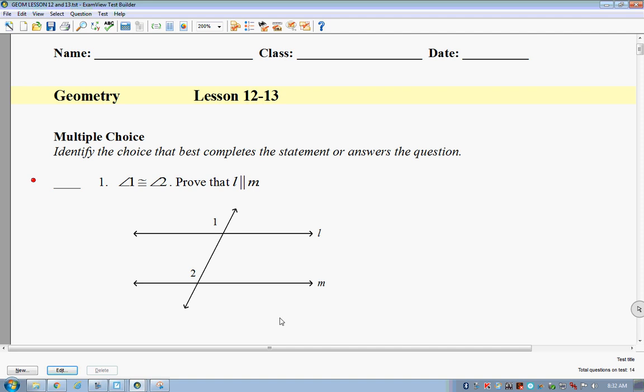Yeah, I'm asking you. What are they, Jordan? Can you tell me what 1 and 2 are to each other? Are they alternate interior, alternate exterior, corresponding, same side interior? What are they? This tells me right here that they're congruent, right? But what are they? You've got 4 choices: corresponding, alternate interior, alternate exterior, or same side interior. Corresponding, exactly. And tell me about corresponding angles. If they are congruent, what does that mean?